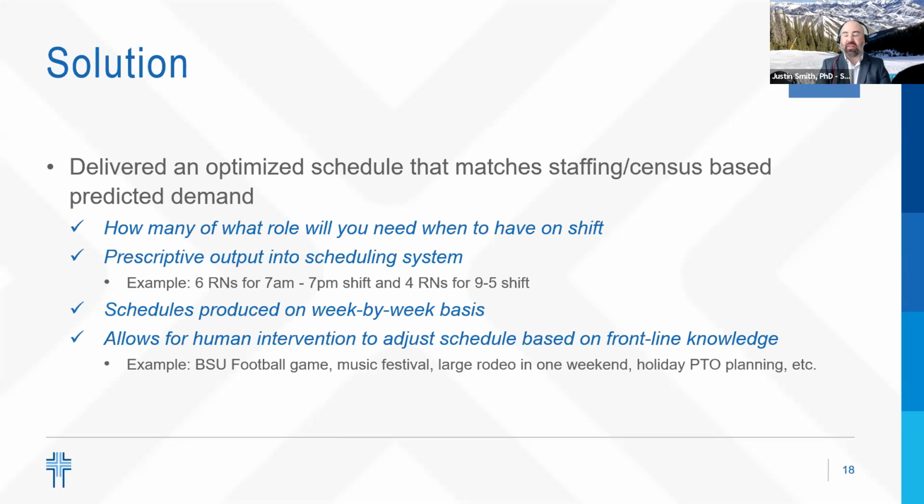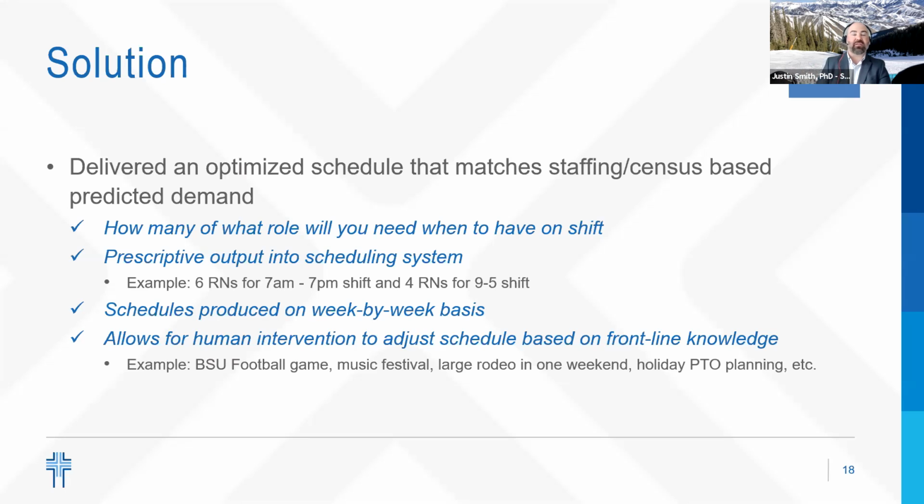But essentially, the output that we provide goes into a visualization, and then that visualization produces essentially a digital copy that then can be input into our scheduling system. And so the nice part with that, going down to the last bullet point, is this allows for human intervention to adjust the schedule based on what we call frontline knowledge, right? An example of that would be, if we have Boise State here in the city of Boise or elsewhere, if there's a large event taking place, there might be an increased demand for that.